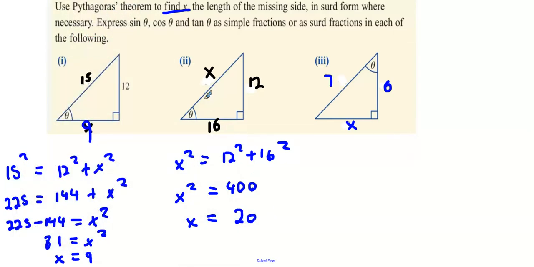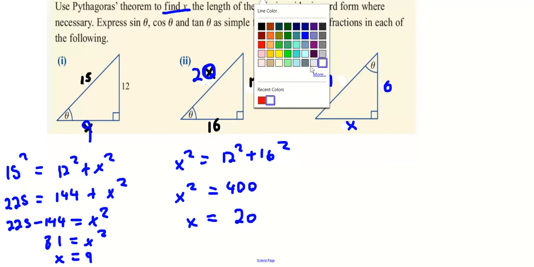So then on this question, we now know that x equals 20. So that one's 20, and that one's 9. Whoops, perhaps best not do that. Idea for both of them.